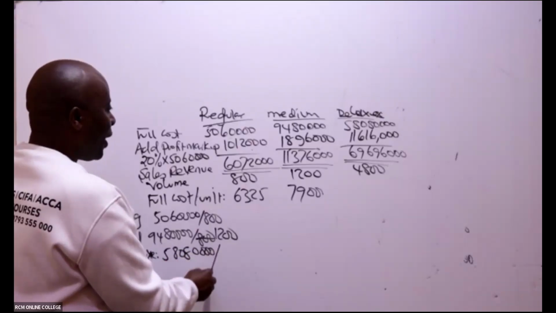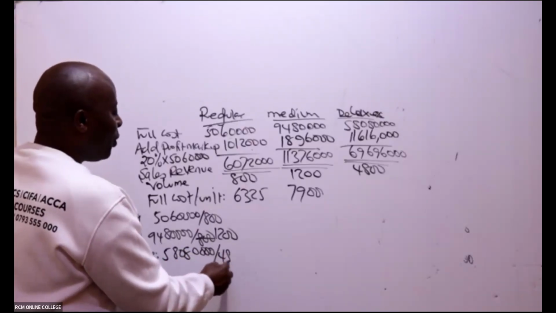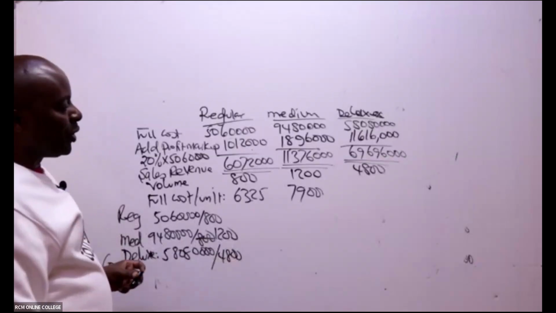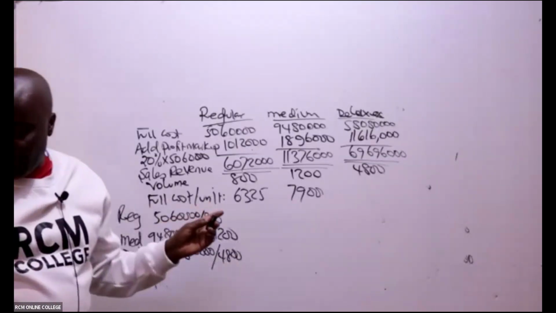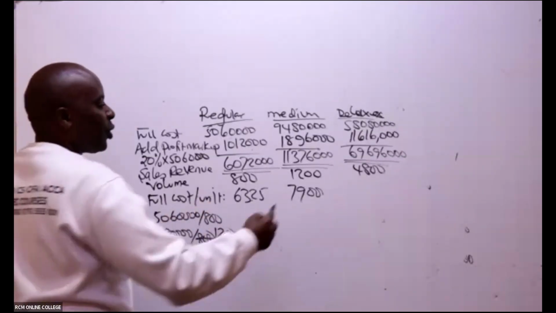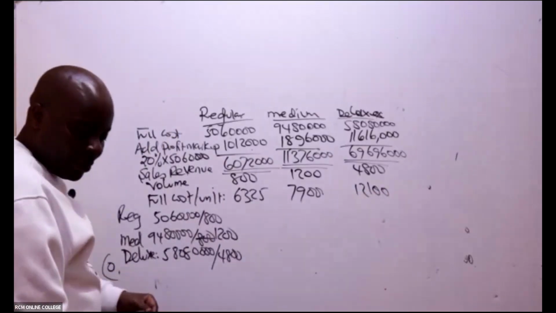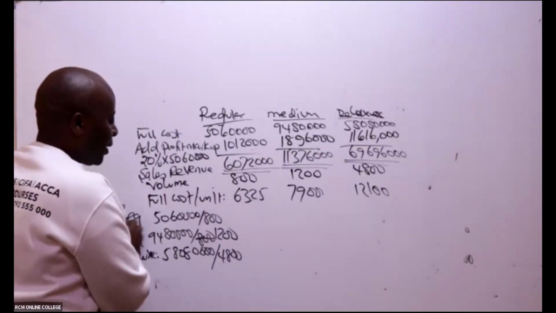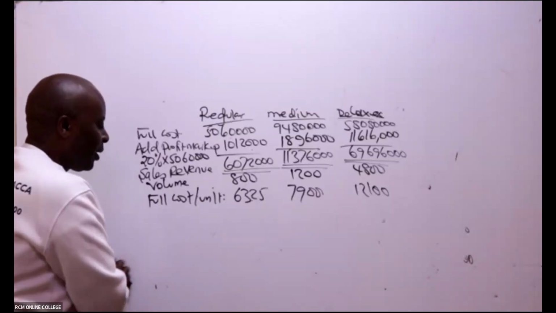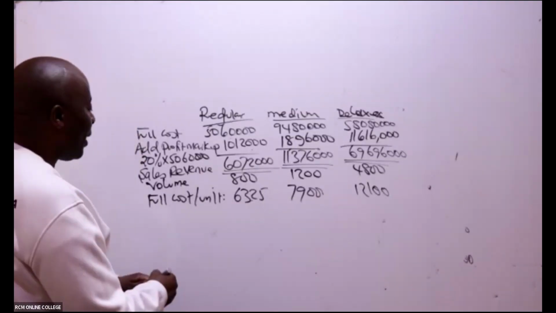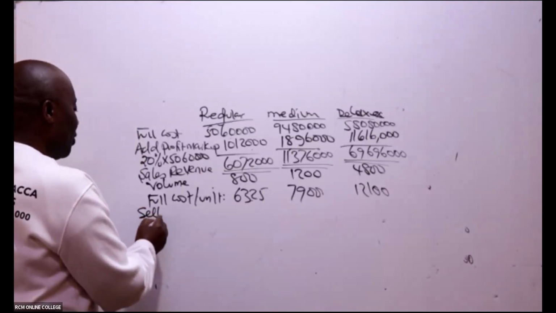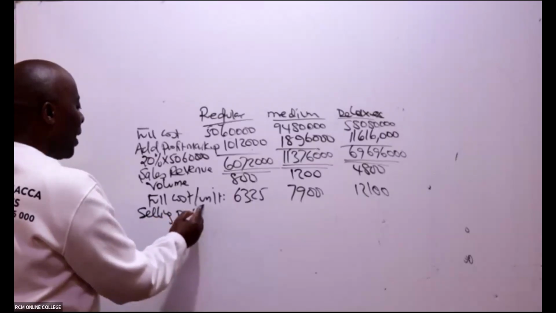80,000, we divide this by the number of units under deluxe, 4,800. So we have here 12,100. And then we'll be able to get the selling price per unit.